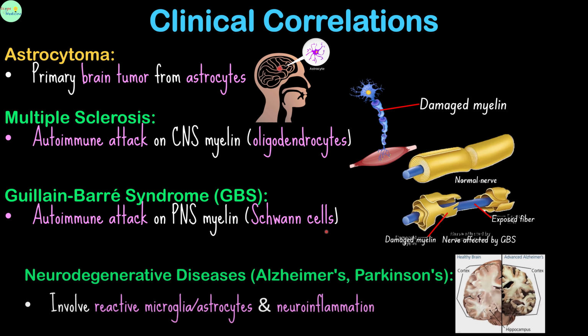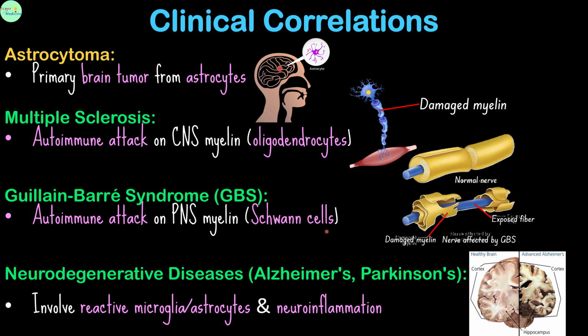In major neurodegenerative disorders like Alzheimer's disease and Parkinson's disease, reactive changes in both microglia and astrocytes, a state often termed neuroinflammation, play a significant role in disease progression by releasing harmful cytokines and contributing to neuronal damage and loss.